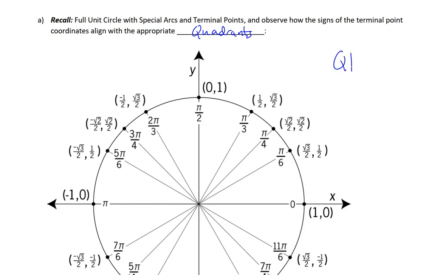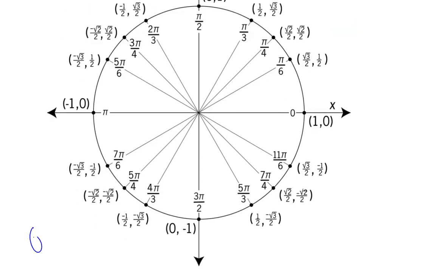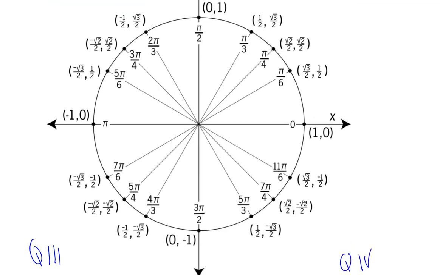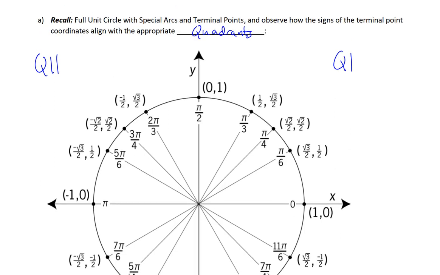We have quadrant 1 in the upper right, we have quadrant 2 in the upper left, quadrant 3 in the lower left, and quadrant 4 in the lower right. And because of that, and the signs of the coordinates in any of those quadrants, which we just reviewed, we would expect to see that showing up in the unit circle terminal points with the coordinates of those points. And sure enough, this is exactly the case.